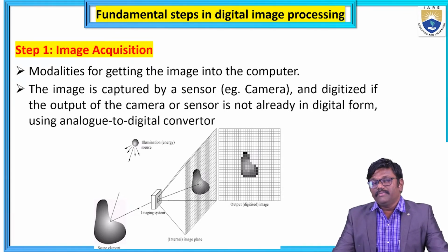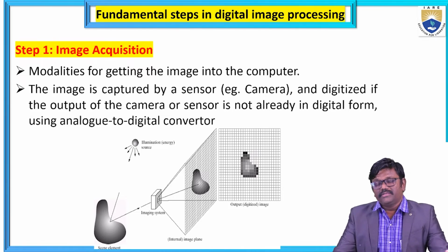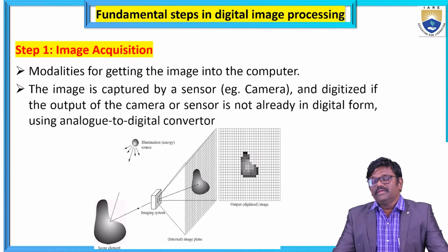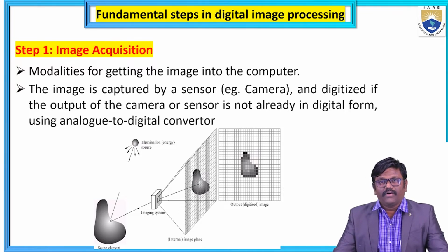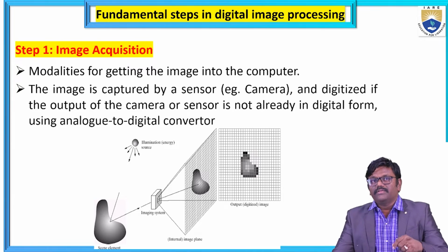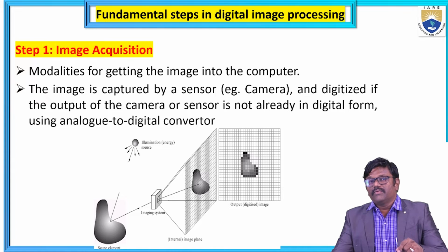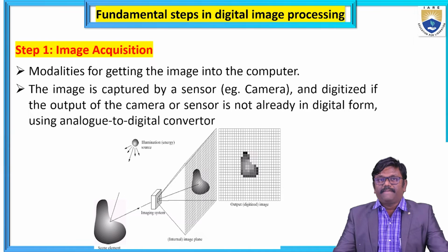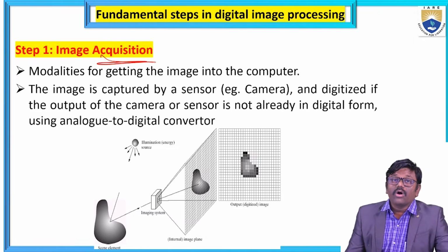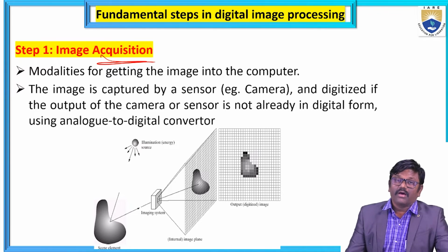Now the image is captured by a sensor, that is nothing but a camera, and digitized if the output of the camera or image sensor is not already in digital form. Using an analog to digital converter in the digital imaging system, we are able to convert analog image data into digital image data. So the acquisition is nothing but logging of the digital data.